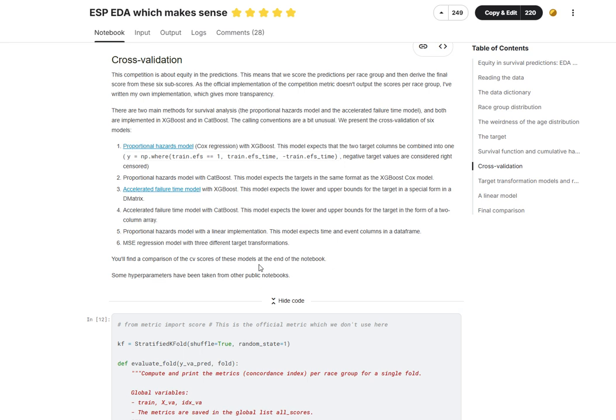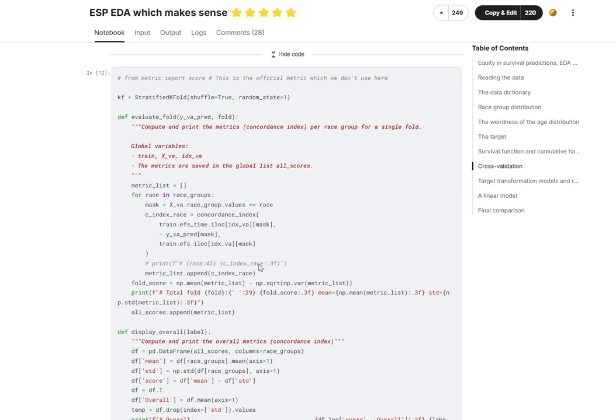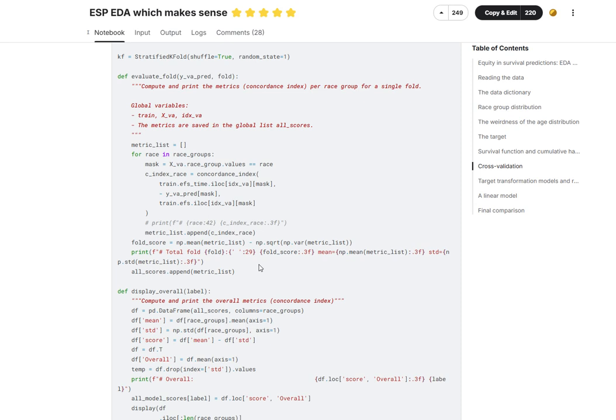It means the model is performing similarly well for everyone. The notebook then explores several different modeling approaches. Before diving into specific models, the notebook defines a couple of helper functions: evaluate fold and display overall. These functions are crucial for evaluating the models in a way that's consistent with the competition's focus on equity.